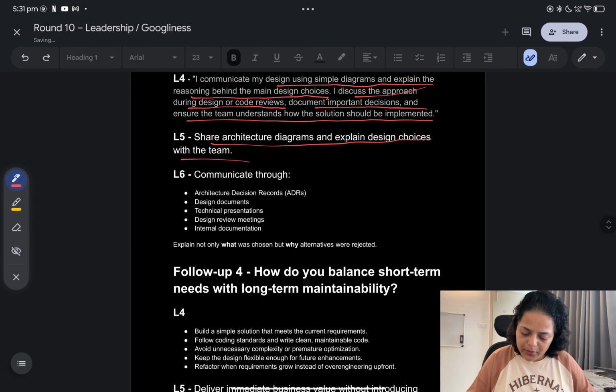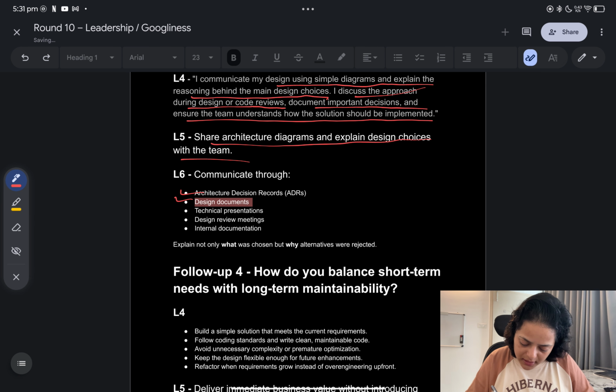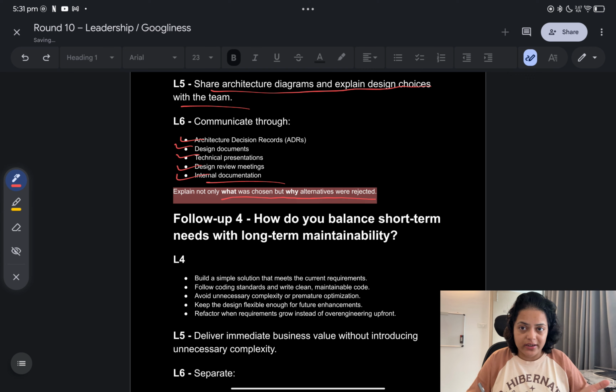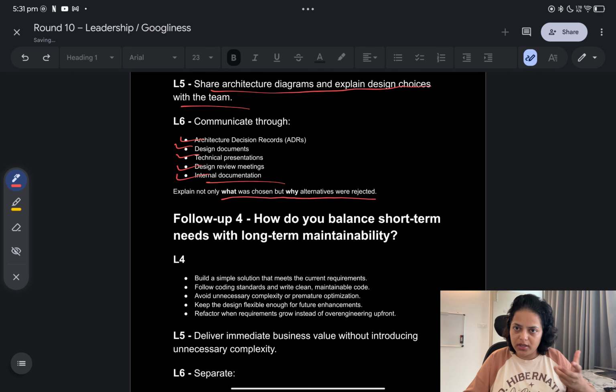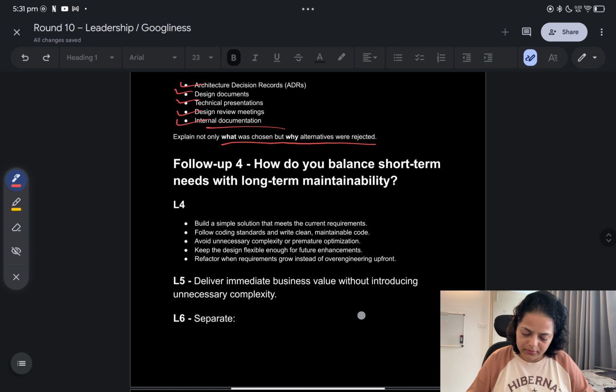And L6 will communicate through ADRs, architecture decision records, and then design documents, technical presentations, design review meetings, and internal documentation. Now explain not only what was chosen, but why alternatives were rejected. That is also important. What is chosen, that is fine. You will explain the what part, but why others were rejected, that is also something you need to talk about.